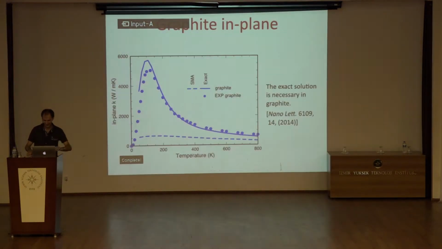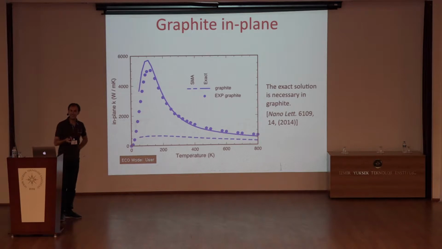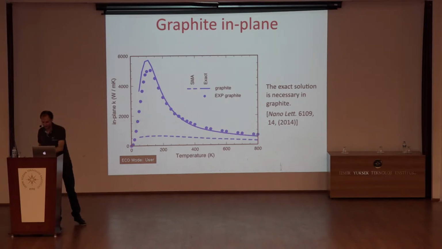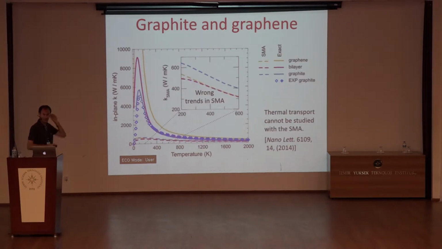Okay, so here we go. We have this large difference in graphite, and now as you reduce the dimensionality and try to study graphene, so single and bilayer, the problems are just getting worse.